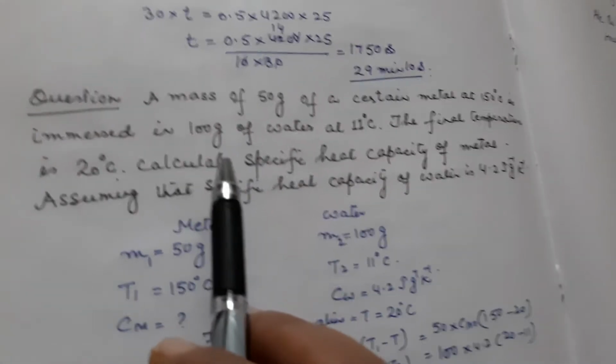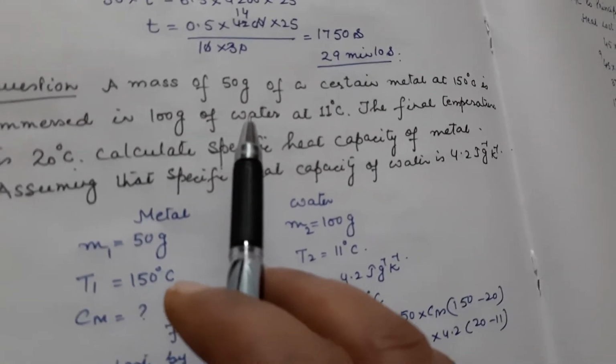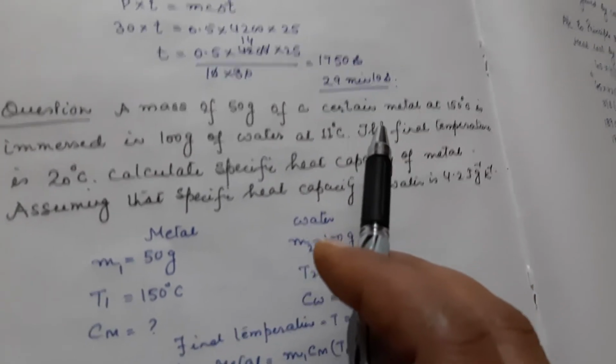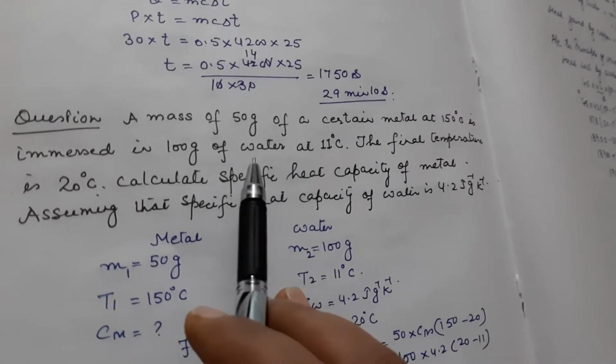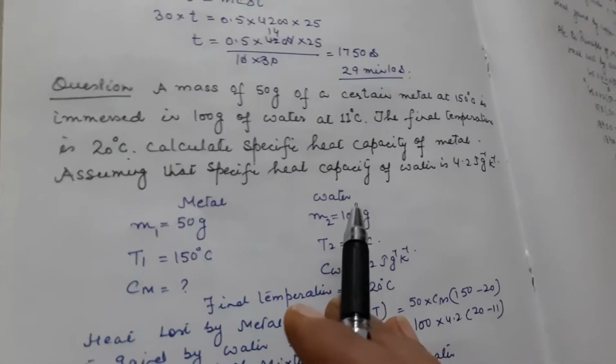Obviously we apply the principle of calorimetry, but before that we have to decide which one is hotter and which one is colder. For that we will consider how many elements are there. There are only two elements, one is metal, other is water. So firstly we will give the heading, one side metal, other side water.